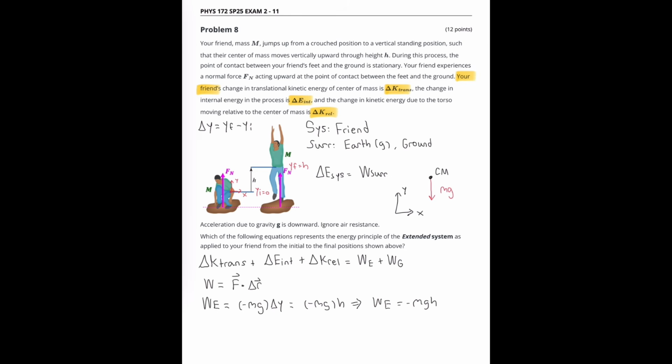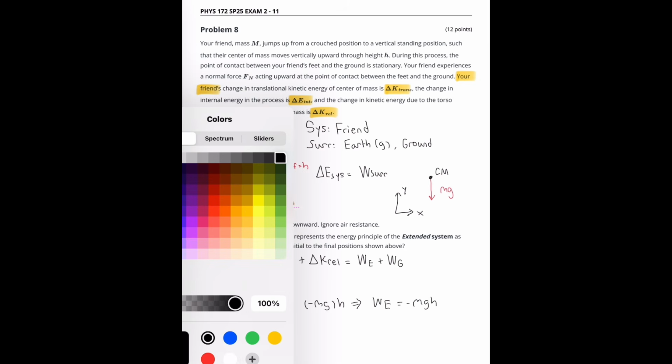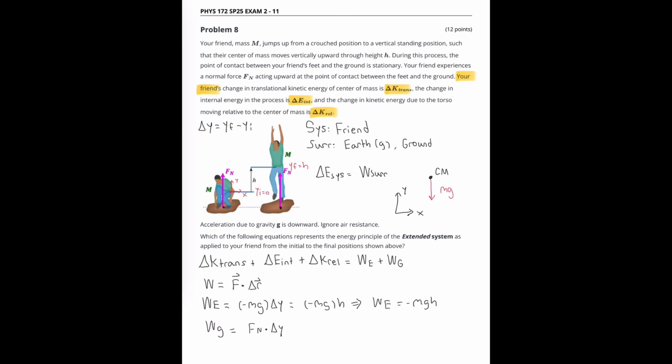Now, it's important to note for our work done by the ground, we have our normal force, let's call that Fn, times our delta y. But in this case, the feet stay on the floor as given in the equation. They said the point of contact between your friend's feet and the ground is stationary. So our delta y will be 0, therefore the work done by the ground will be equal to 0.